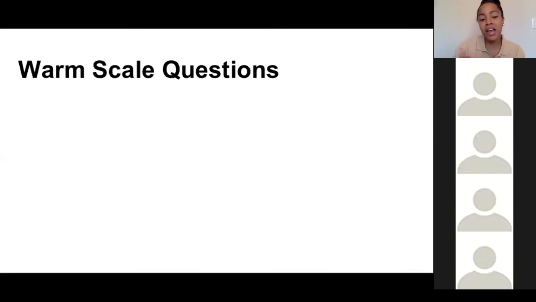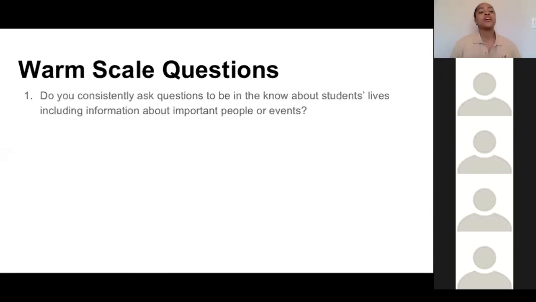And so there's going to be 5 questions. Of those 5 questions, I would like you to keep track of how many you're saying yes to. Okay, so they're yes or no questions, 5 of them. How many out of the 5 you are saying yes to? First question, do you consistently ask questions to be in the know about students' lives, including information about important people or events? And again, yes, it says students, but really think about the majority of your students. Okay, and you don't have to answer, this is completely to yourself.